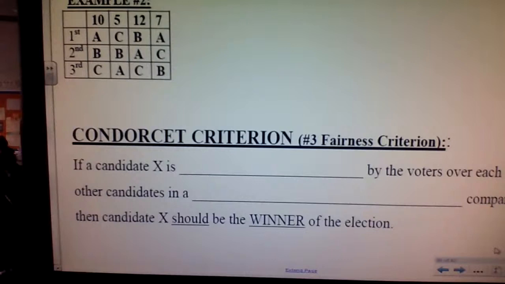Wait. I don't like this one. Why? Because there's a tie. Yes. Oh, wait, no. I know what to do. You know what to do. You'll be all right.